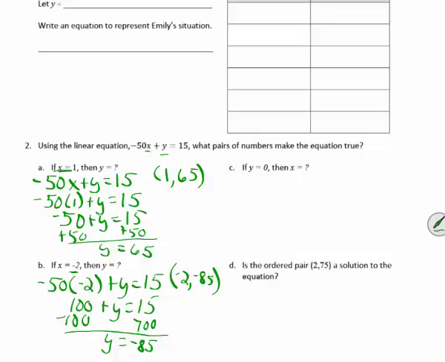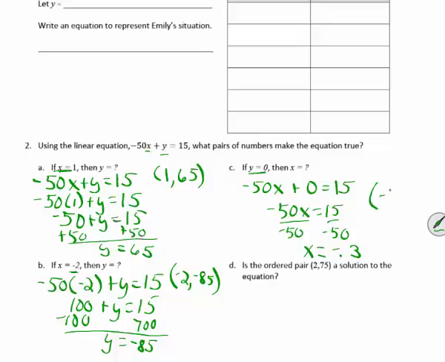All right, well, let's try this next one. Now they're telling me y, I want to figure out x. So that means I would have negative 50x plus 0 equals 15. So negative 50x equals 15. To get rid of the negative 50, I have to divide. And I'm going to do that on my calculator. If I do 15 divided by negative 50, I'm going to get negative 0.3. So as a point, this would be negative 0.3, comma 0. That's what that would be.